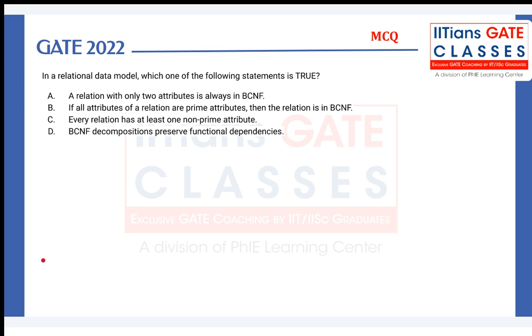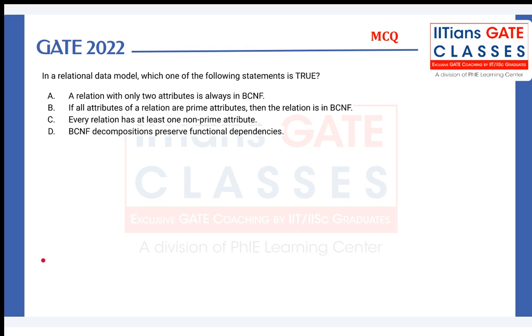This is also a theorem that you must know. So let's see if you know. The theorem you can also look at in the concept notes. In a relational data model, which one of the following statements is true? A: A relation with two attributes is always in BCNF. B: If all the attributes of a relation are prime attributes, then the relation is in BCNF. C: Every relation has at least one non-prime attribute. D: BCNF decompositions preserve functional dependencies.